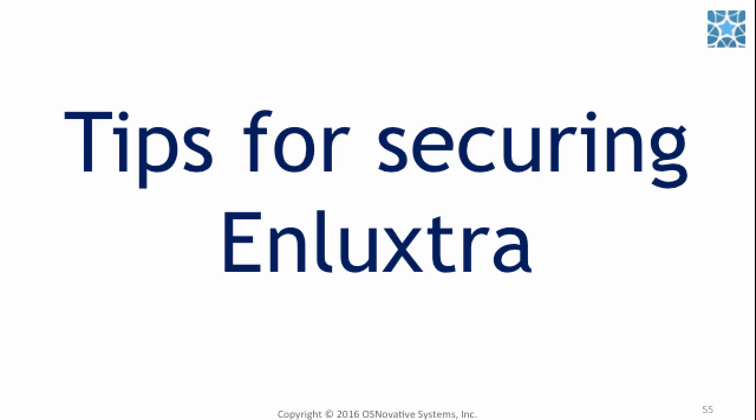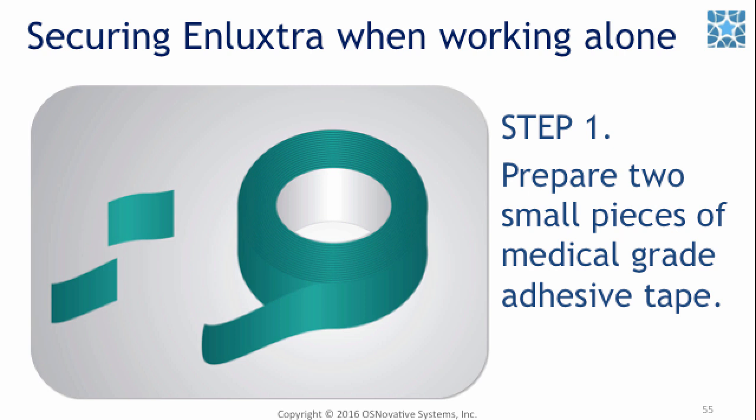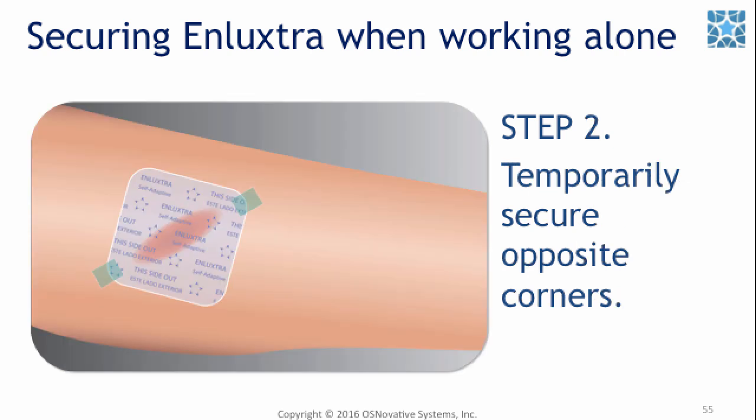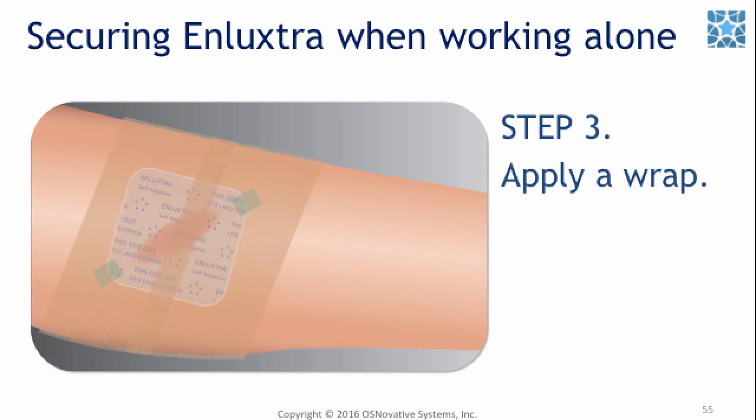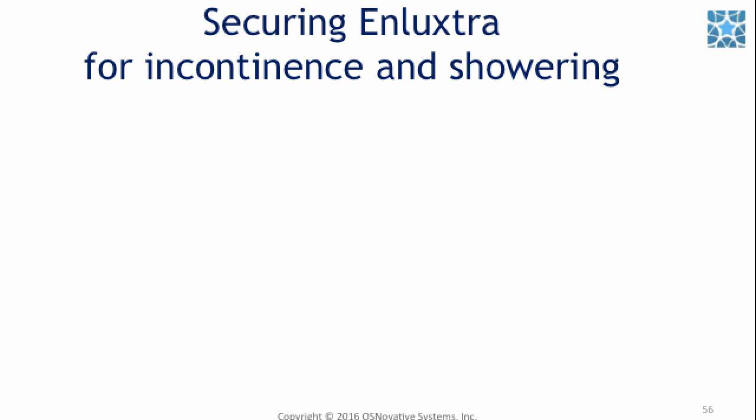To secure Enluxtra when working alone, use this simple technique to make the process fast and easy. First, prepare 2 small pieces of medical-grade adhesive tape. Then, temporarily secure opposite corners of the dressing to hold it in place and prevent it from sliding off. Now, apply a wrap.